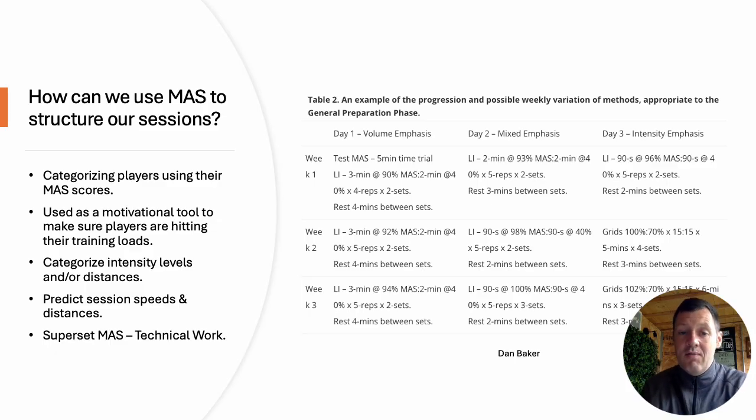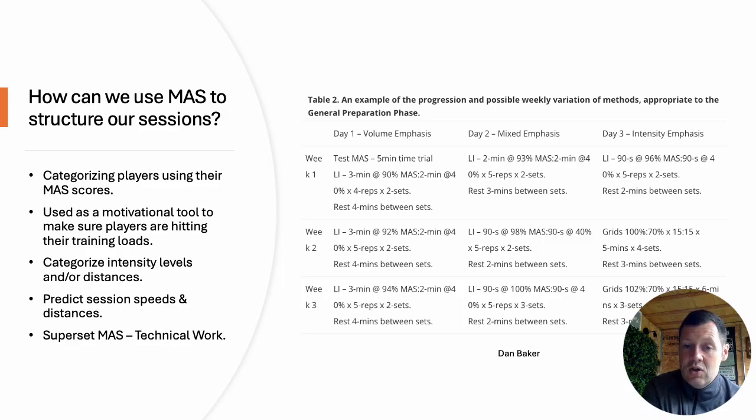Day one would be a volume emphasis, so test MAS: 5-minute time trial, 3 minutes at 90% MAS, 2 minutes at 40%, times 4 reps, times 2 sets. So you do that 4 times, then you have a rest, and then you do another set.